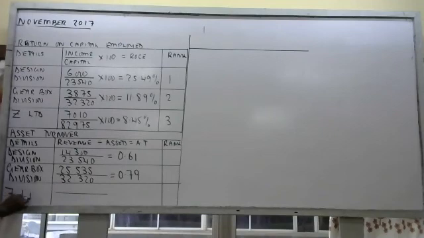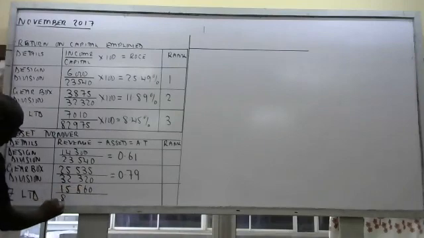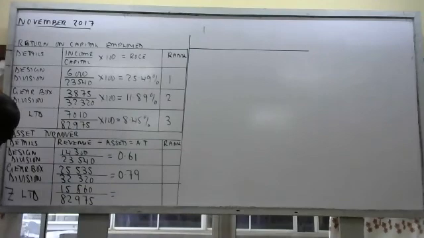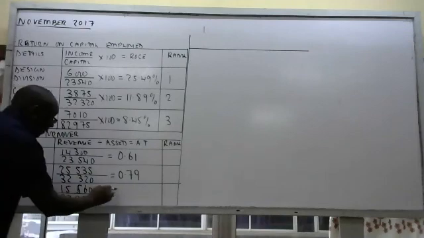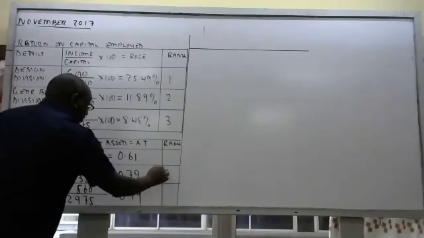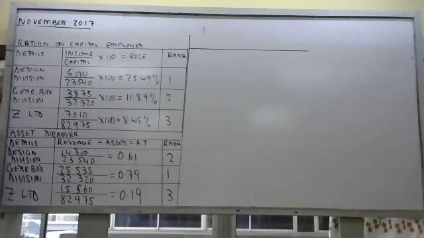Then we have Z Limited. The revenue is 15,560, and capital is 82,975. So 15,560 you divide by 82,975 is 0.19. So in terms of ranking, this is number 1, this is number 2, and that is number 3.